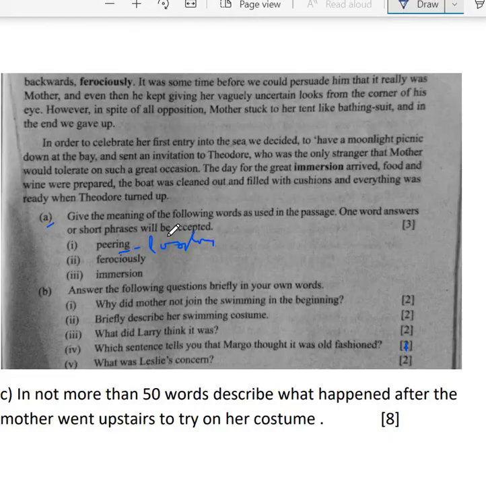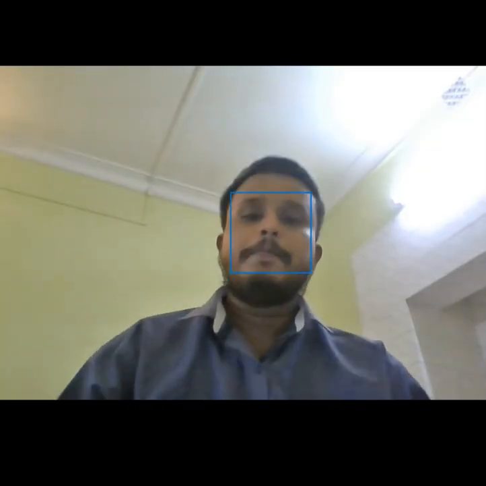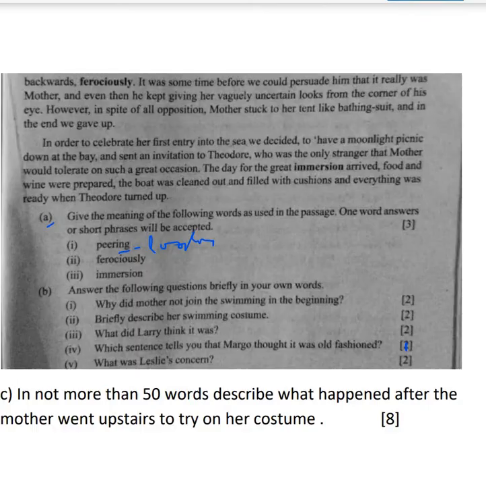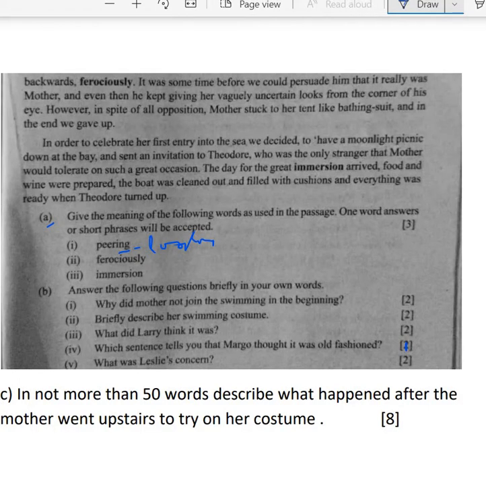So the question which is asked here has 2 points. Why did mother not join the swimming in the beginning? Because she thought she was too old for swimming. Also, she didn't have a proper swimming costume. Okay, so these are the 2 points you will have to write here, and by writing these 2 points only you will get 2 marks. Briefly describe her swimming costume.